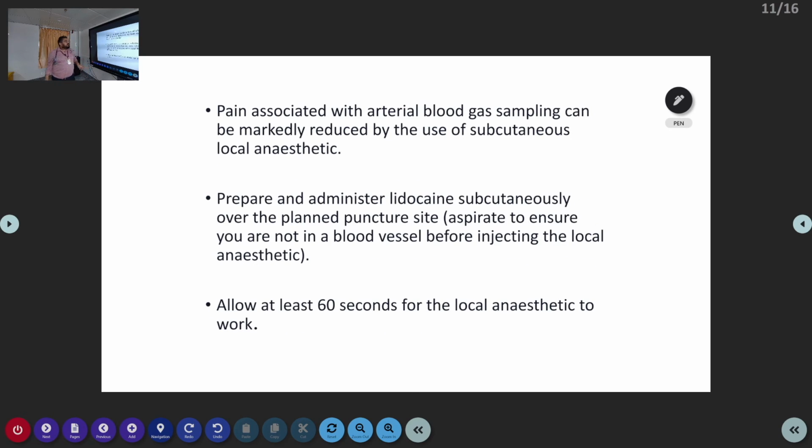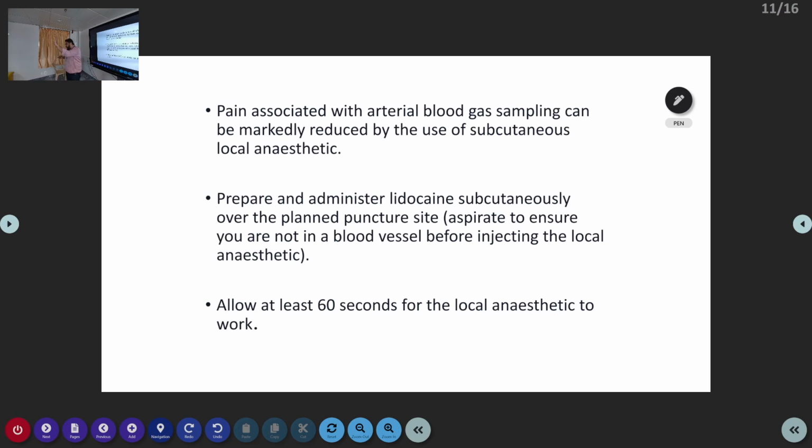The next step, what you have to do? You have to give your local anesthetic agent. You have taken the 1 ml of lidocaine, and where exactly you want to puncture, you give approximately 1 ml of lidocaine if the patient doesn't have any allergy to it, and you wait for 60 seconds so that the local anesthetic will act.